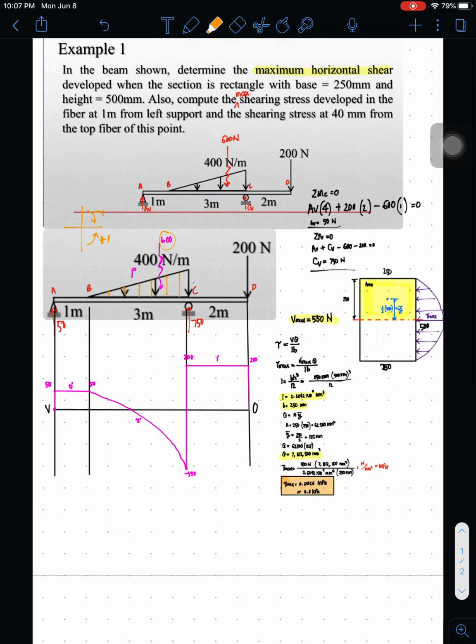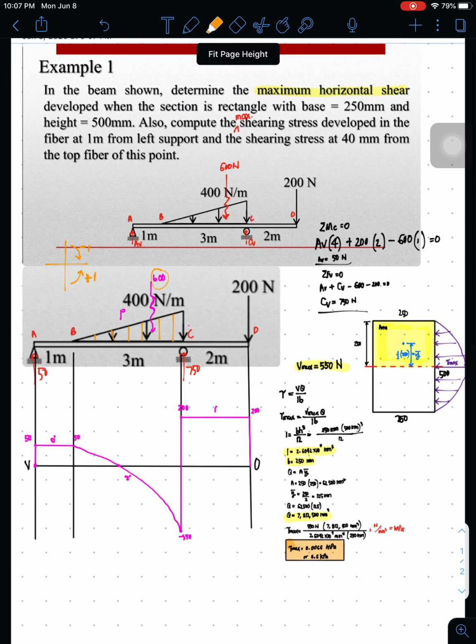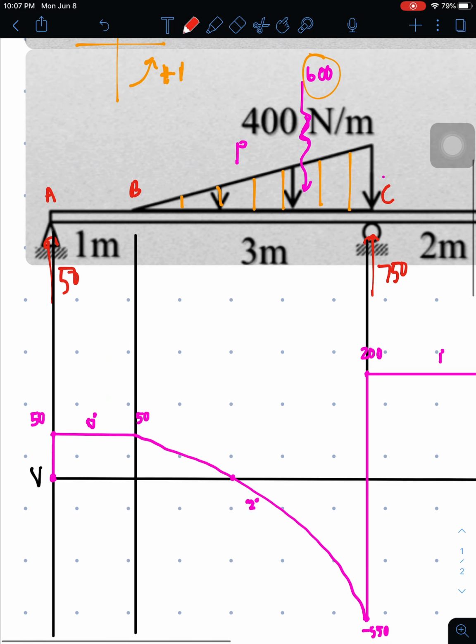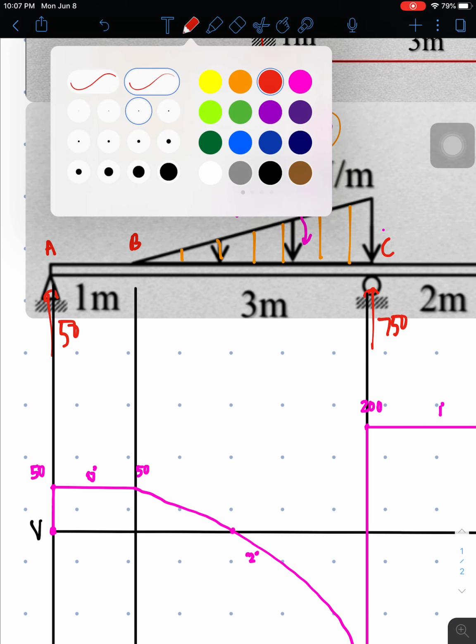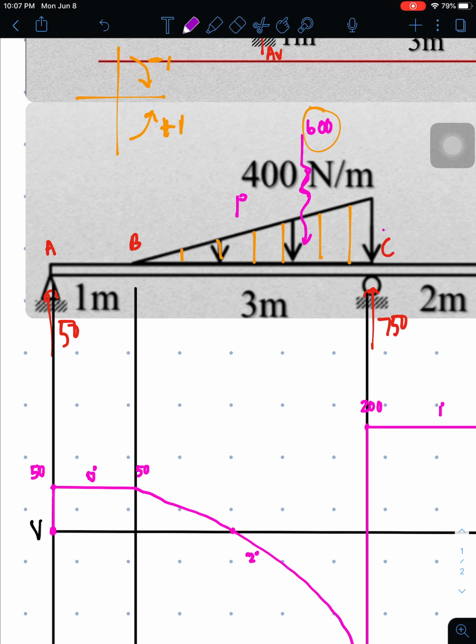Okay, so the next question is we're tasked to compute the maximum shearing stress developed in the fiber at 1 meter from the left support. So where is that 1 meter from the left support? By simply looking at the figure, from the left support you measure 1 meter. So from here, this is the 1 meter.